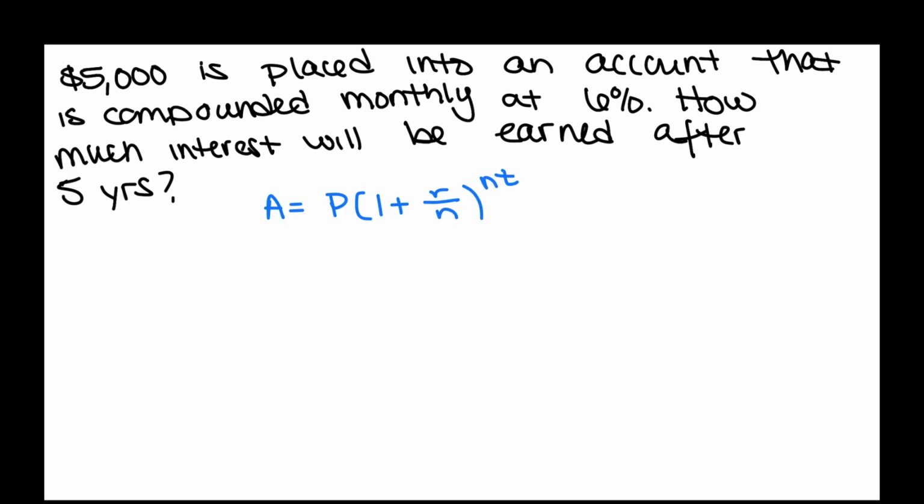So here's my formula. We know the initial amount, that's the 5,000. So P is 5,000. We're given the interest rate, that's 6%. I'm going to write that as a decimal. 6%, move the decimal 2 places to the left, I get 0.06. Compounded monthly means we have 12 payments per year, so n is 12. And we want to know what's going to happen after 5 years, so t is 5.